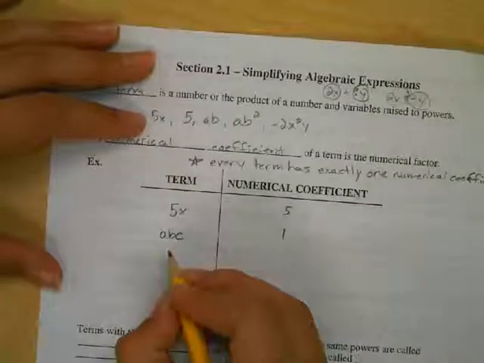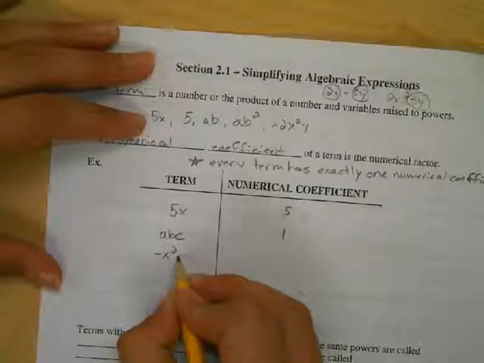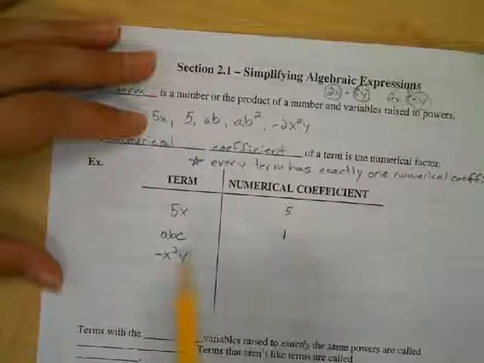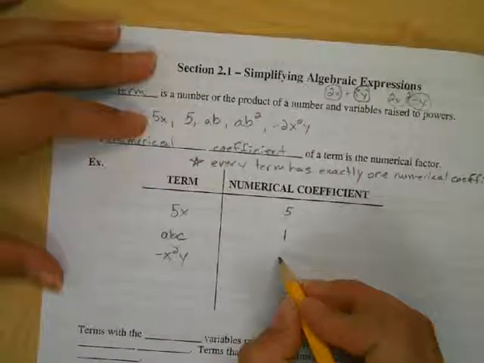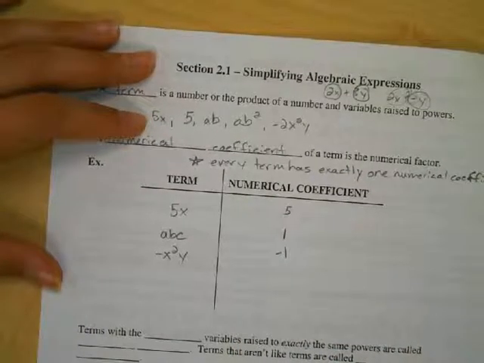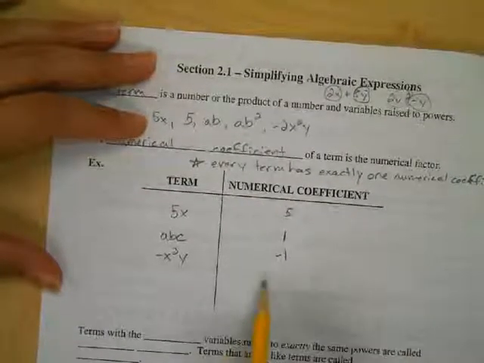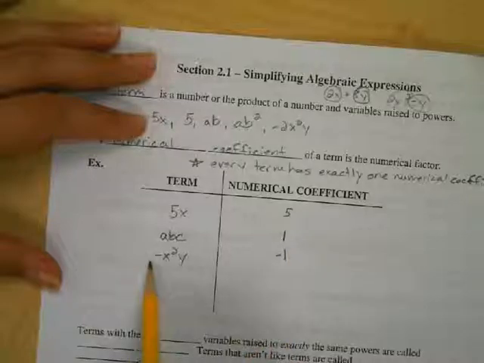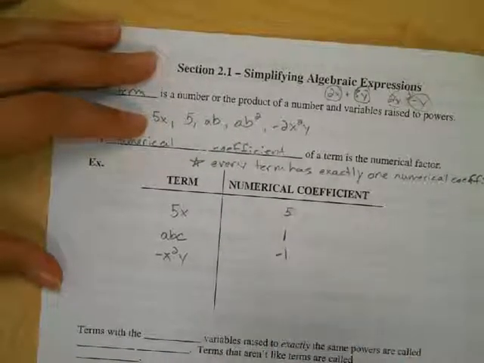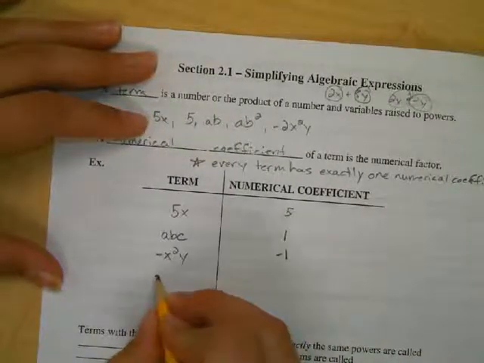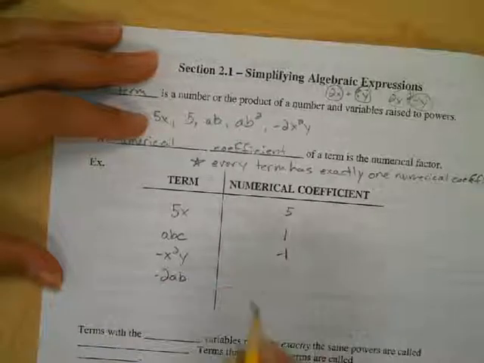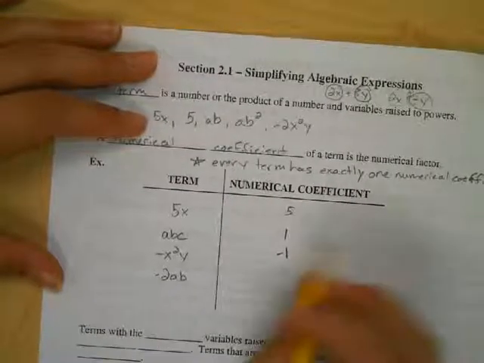Same thing would be true if I had a negative. Negative x squared y, so that would be a negative 1. So if there's no number listed, we always consider it to be 1. If it's positive, 1; if negative, it's negative 1. Other than that, it's just that number out front. If there's a negative that goes with it, the negative goes with the number.